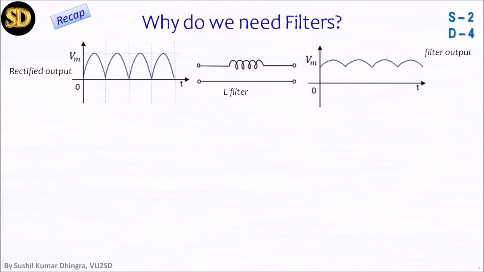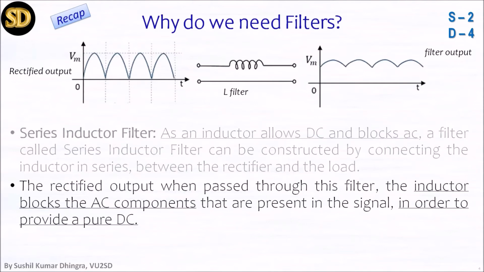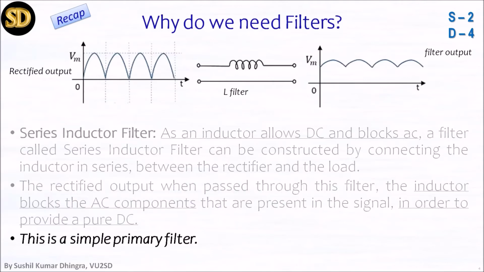First, I am using an inductor in series as an L filter. This series inductor filter allows DC and blocks AC, and can be constructed by connecting the inductor in series between the rectifier output and the load RL. When the rectified output passes through the filter, the inductor blocks the AC component present in the signal in order to provide near pure DC. This is a simple primary filter you may get in most cases.